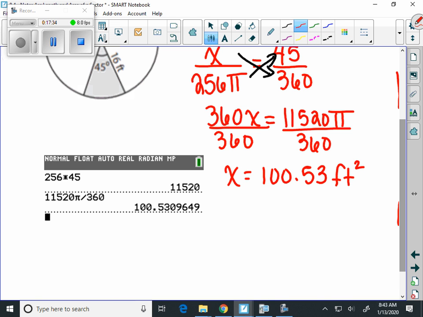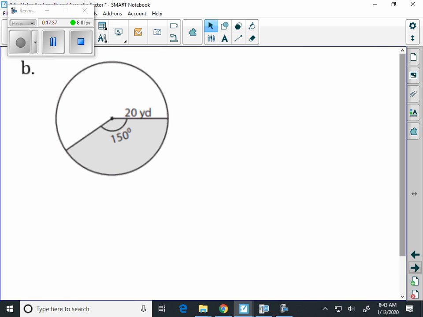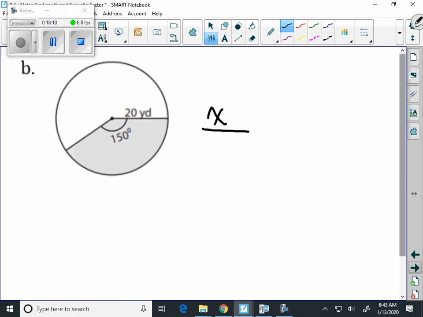Lastly, we have this picture here, but our goal was still to figure out the area of the shaded region. And again, the shaded part shows up better on the screen here than maybe it shows up on your paper. But when we start this off, x is going to be our shaded area, the part that we want to find, divided by the area of the entire circle, which is pi times r squared.